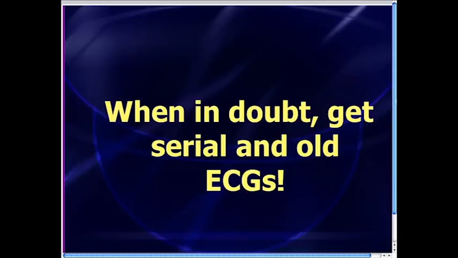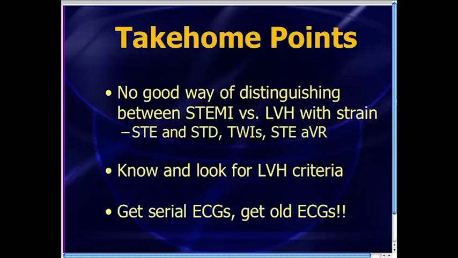All right. When in doubt, the other thing to do, get serial EKGs and get old EKGs. Take a look and see whether this patient has in the past had a strain pattern. And if you don't have old EKGs, you can do serial EKGs and see if anything's evolving, which would point towards true cardiac ischemia. All right. So again, this is a tough call. LVH versus true cardiac ischemia. And then complicating things further, people with LVH and strain can develop cardiac ischemia on top of that.